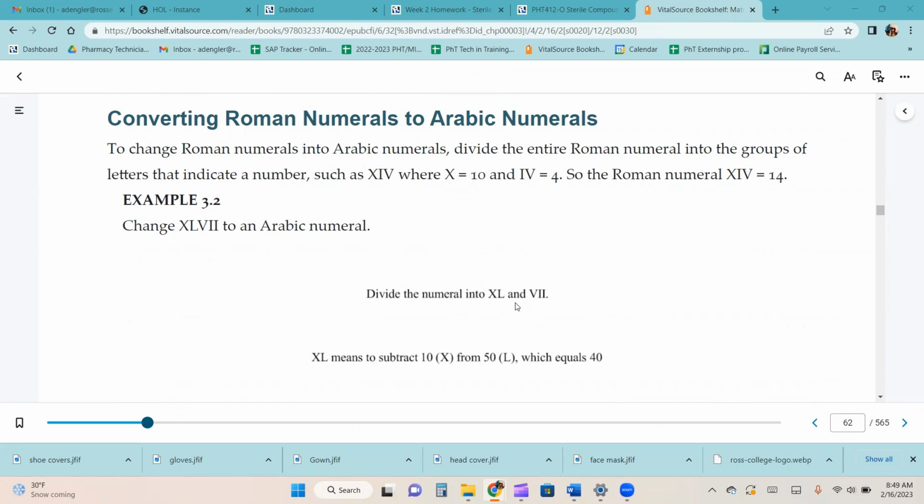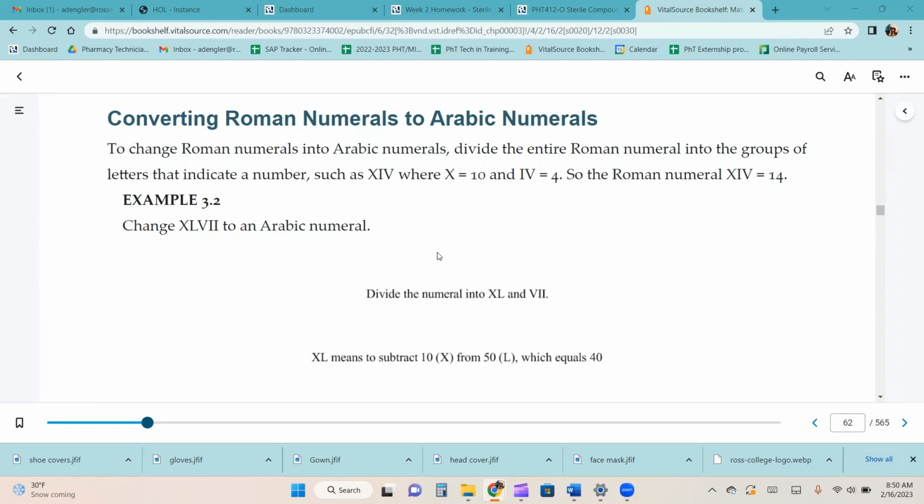Converting Roman numerals to Arabic numerals. To change Roman numerals into Arabic numerals, divide the entire Roman numeral into the groups of letters that indicate a number, such as XIV, where X equals 10 and IV equals 4. So the Roman numeral XIV equals 14.